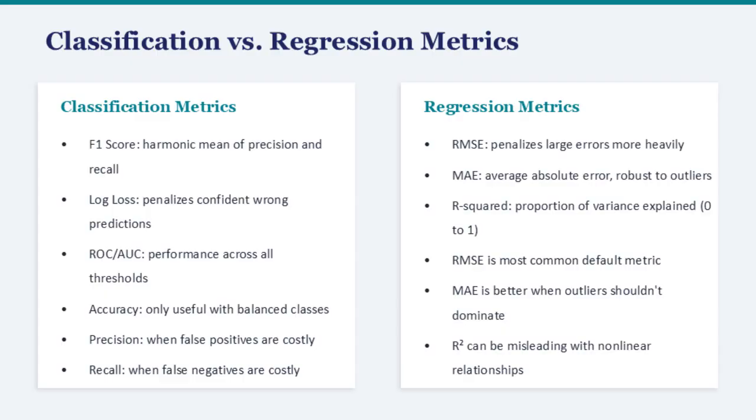R squared represents the proportion of variance explained, ranging from 0 to 1. It's intuitive but can be misleading with non-linear relationships. Remember, R squared can be intuitive, but it could mislead if you have non-linear relationships in your data. On the exam, they will describe your scenario and ask you which metric is most appropriate. Match the business objective to the metric characteristics and you are done.